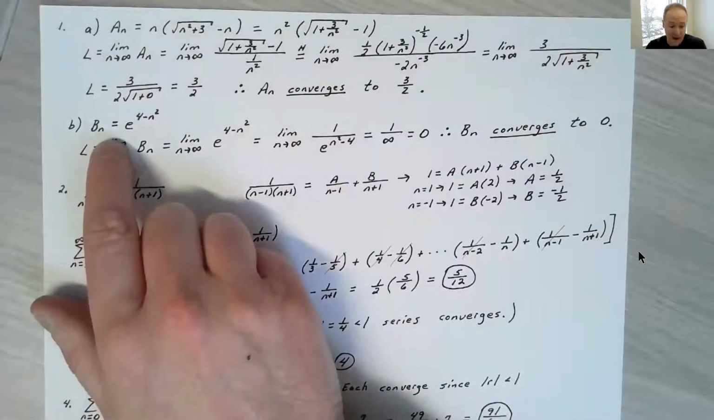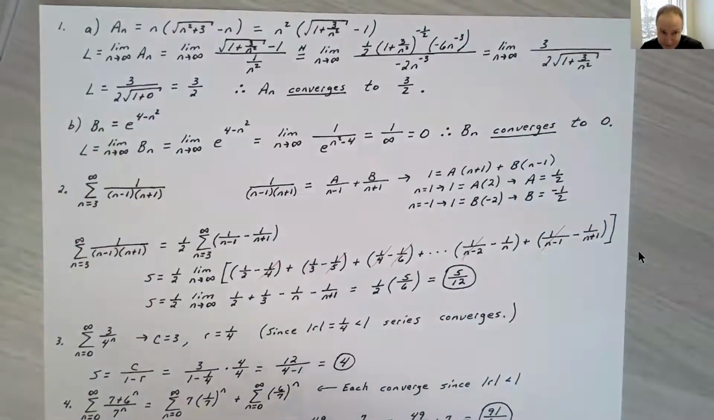Now, what about the second part of this question, part B? I give you the sequence b sub n, and I just define it to be the exponential function e to the 4 minus n squared. So right now, if I allow n to go to infinity, that's going to be e to a negative infinite power, which you might understand is 0, and you know it converges from that.